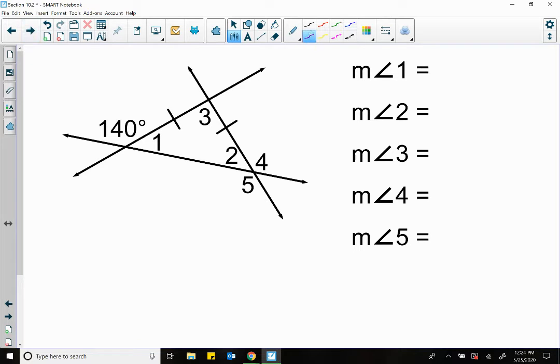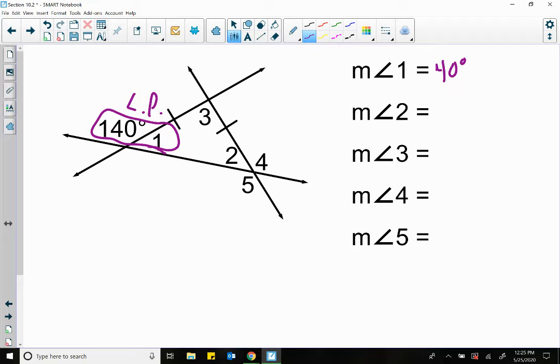Okay. So hopefully you recognize that this right here is a linear pair. So yes, we are bringing back all that information from 10.1 and we're going to use it again. So that's a linear pair. Remember, linear pairs are supplementary. So 180 minus 140 gives you 40 degrees.